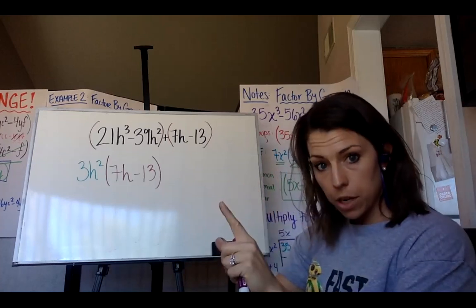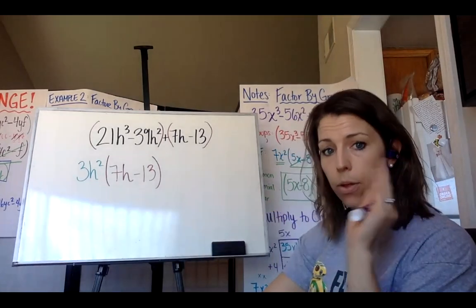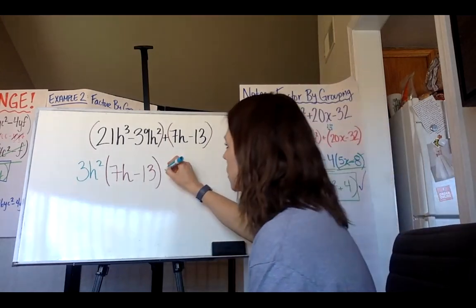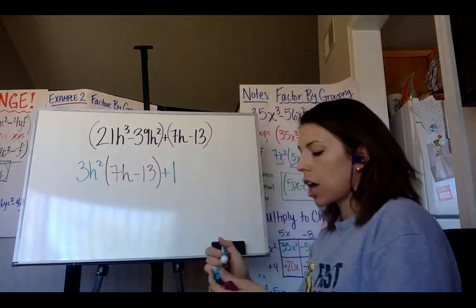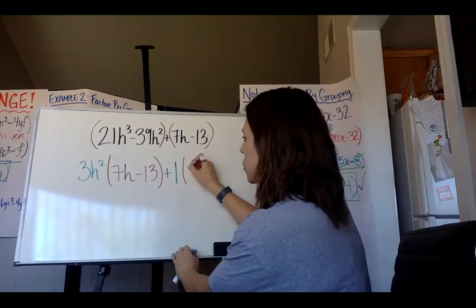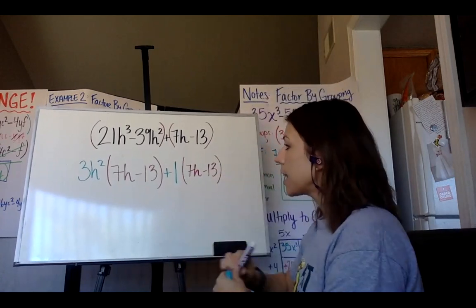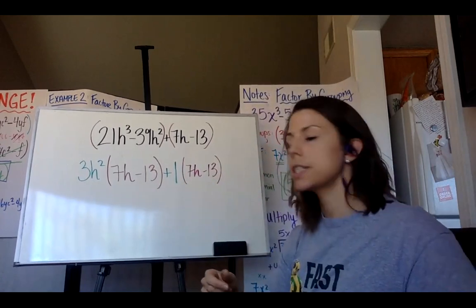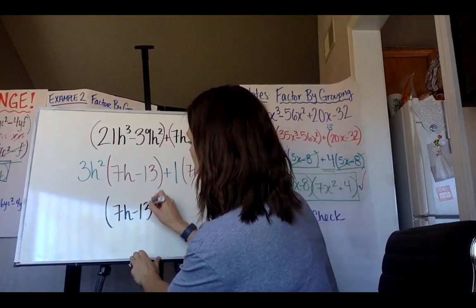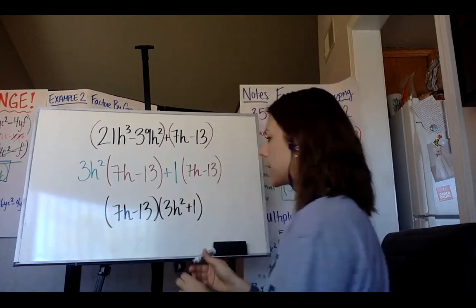So you can always factor out 1. In fact, you have to factor out 1 in this case. You will not be able to resume factoring without factoring out 1. So if they have nothing else in common, they always have 1. And that leaves me with, well, I didn't change anything. Still 7h minus 13. And again, these two are the same, which is a good sign. So my final answer, 7h minus 13 and 3h squared plus 1.